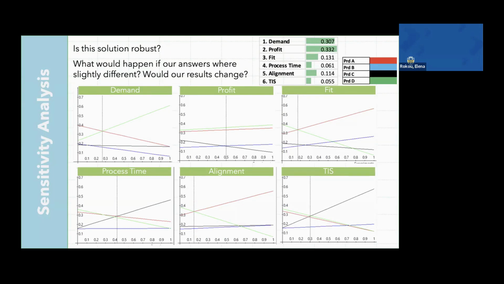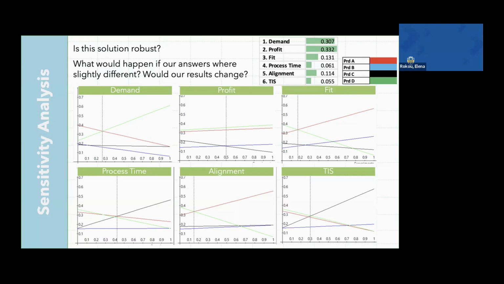Alignment with the company. The more you care about the alignment, the more the old product will be a better choice than the new product. Robustness, let's see. Alignment is at 11%, at 50%. But we present the same situation as the priorities of these two increase.